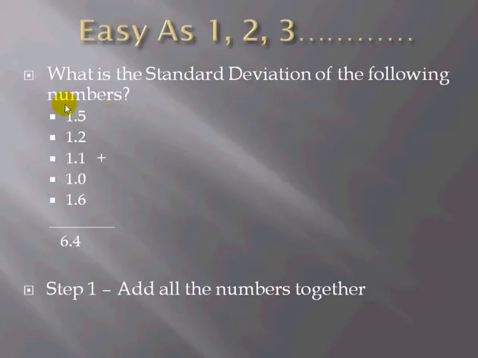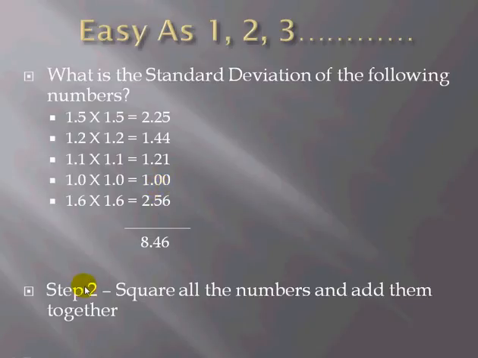And we have 1.5, 1.2, 1.1, 1.0, and 1.6. So, for our first step, we will add all the numbers together, and as you can see, the sum of these numbers equals 6.4.